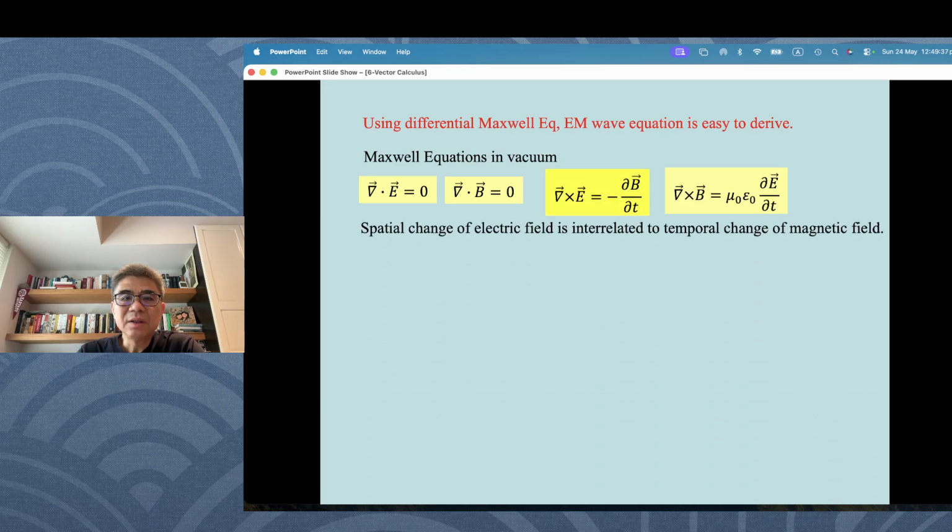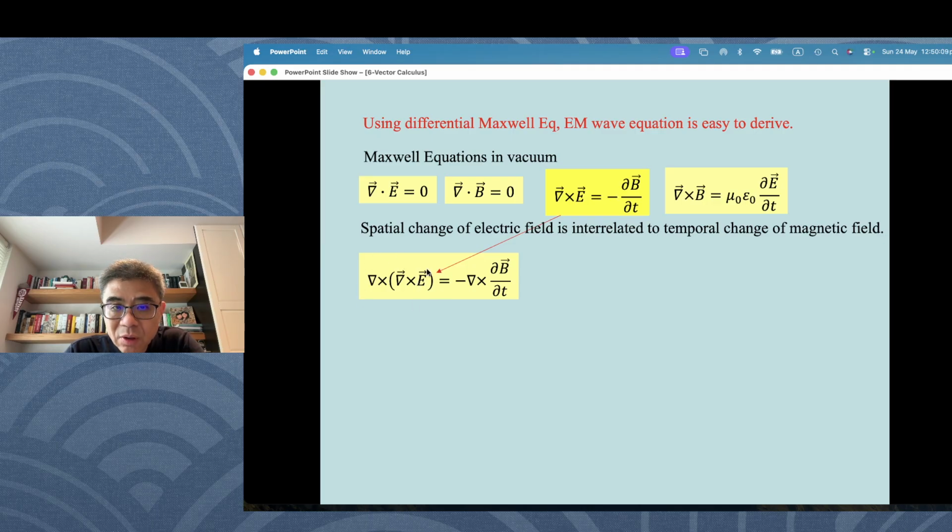Then the third one says that the spatial change of electric field is interrelated to the temporal change, meaning the time change of the magnetic field. Therefore, I can take a curl of the whole thing. By doing it, the left-hand side gives you the curl of curl of E. We will have an expression for this complicated calculation later.